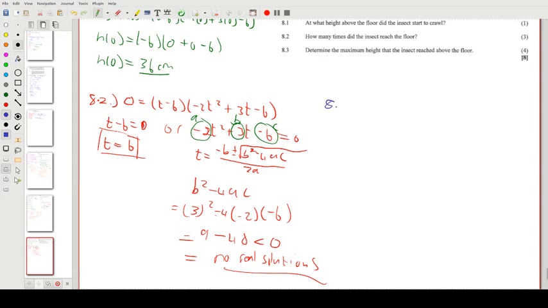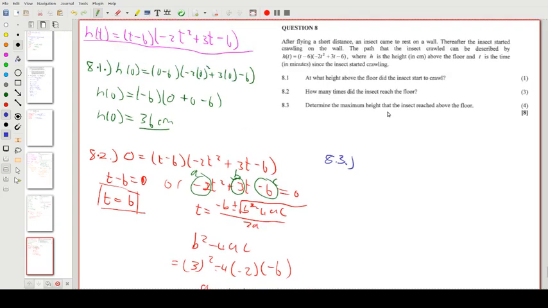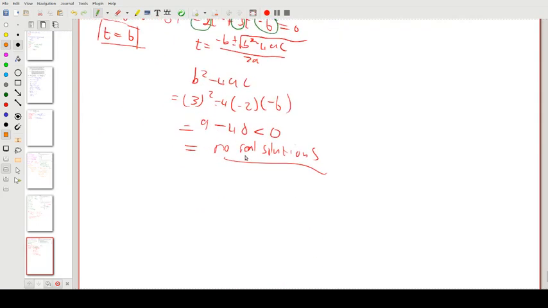Question 8.3. Determine the maximum height that the insect reaches above the floor. So anytime we hear maximum or minimum, we know that means we have to differentiate and set equal to 0. Right? Maybe just a quick recap of why that is. We can do that. Let's do that at the bottom here.